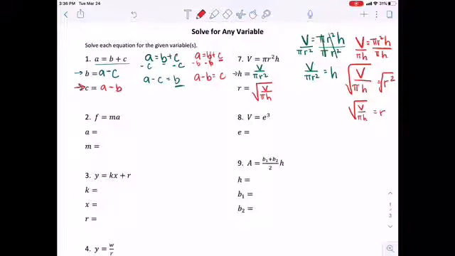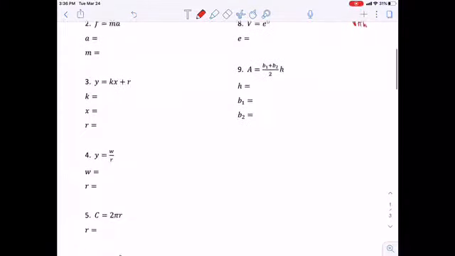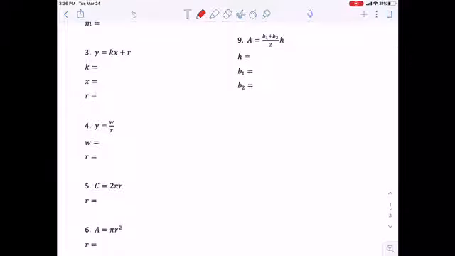Now the second problem I've gotten a lot of questions about here is problem number 9. Notice problem number 9 says that A equals b1 plus b2 over 2 times h. Now the first thing we've been asked to get alone is the h. So I'm going to take the equation, which is that A equals b1 plus b2 over 2 times h. And I am going to put this b1 and b2 in parentheses and then put that h on top of the fraction so that I can think of this as just one fraction.